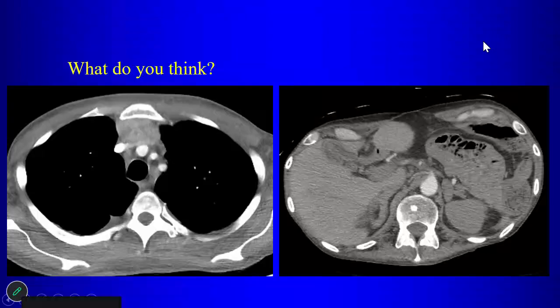Okay. Here's another anterior mediastinal mass. There's a finding on the second image. What's the finding on the second image?